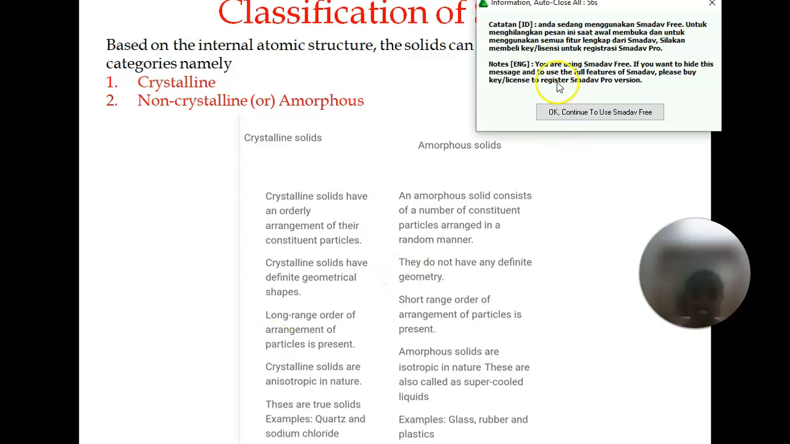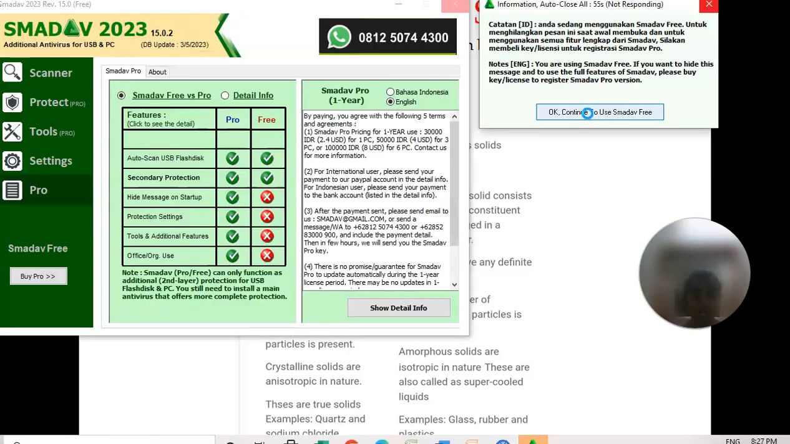Examples for these crystalline materials or true solids are quartz and sodium chloride, etc. Examples for the amorphous materials are glass, rubber, etc.